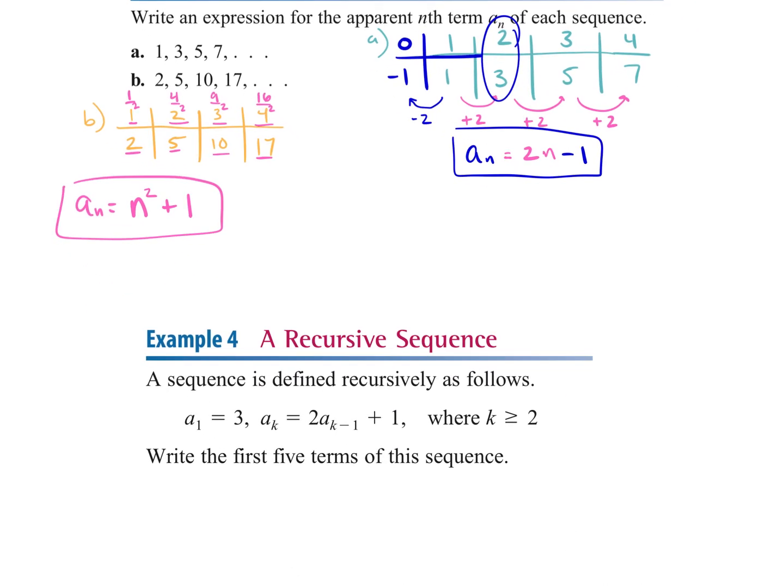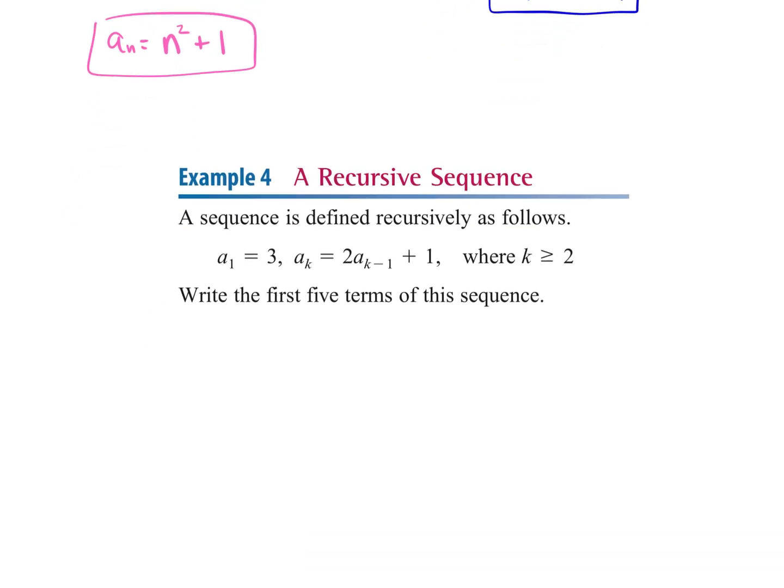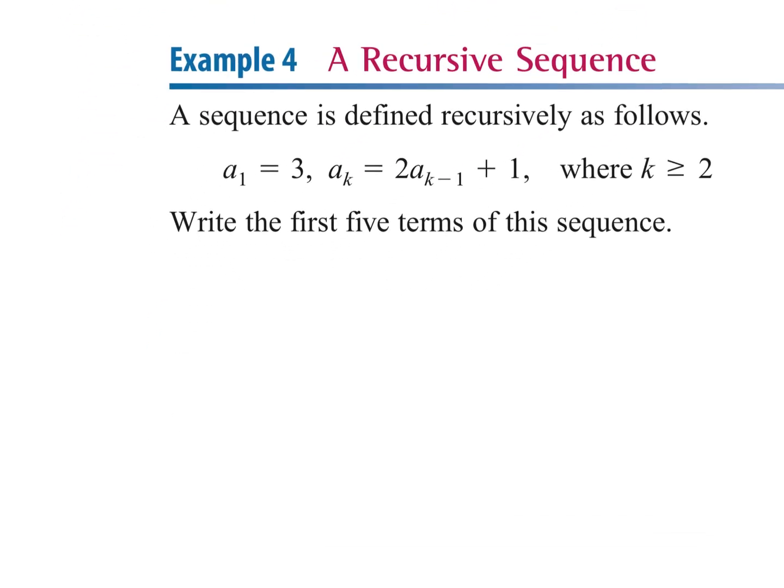In example 4, we're going to talk about a recursive sequence. A recursive sequence involves not only the number of the term that we're looking for, but the term before that. So we want to write the first 5 terms of the sequence. It gives us a sub 1. A sub 1 is equal to 3. That was given. In order to find the next term, we have to use the first term.